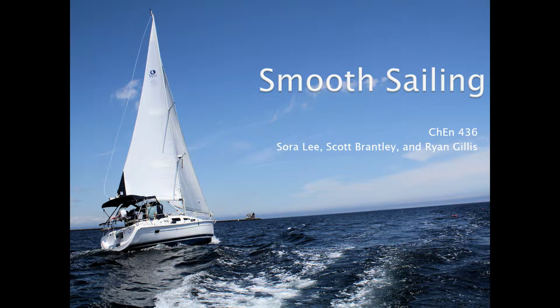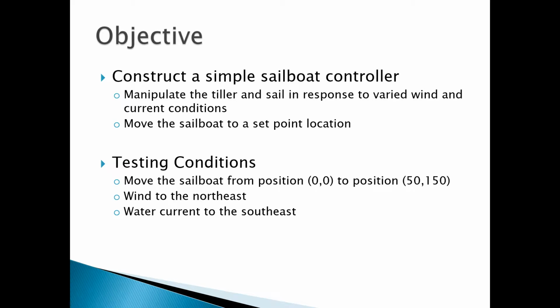The objective of our project is, as you might imagine, to control the sails and the rudders to move our sailboat from one location to another. It also, kind of a secondary goal, was to simulate the sailboat and see how water and wind would interact with it in moving from one place to another. So the purpose of this project is to create a simpler sailboat controller to move sailboats to the one set point by changing tiller and sail angle depending on the current and wind. After that, we tune and test the controller by moving the sailboat from one position to the other. Our wind is flowing to the northeast and the water is flowing to the southeast. Those are the conditions for our control.